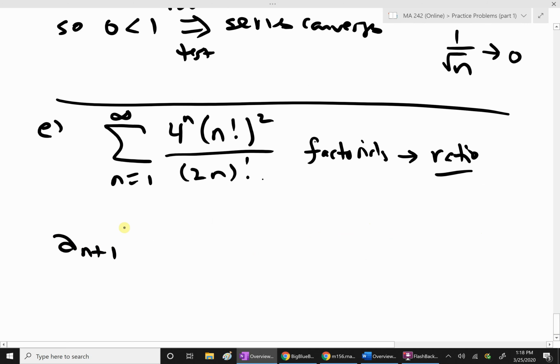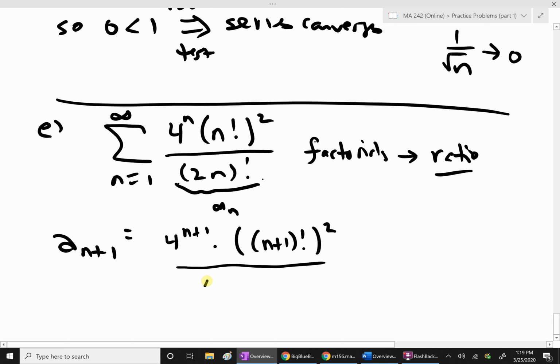a_{n+1}. What is the expression for a_{n+1} going to be? Who wants to help me out here? Luke, I'm going to pick on you again. What should I write for my expression for a_{n+1}? This is a_n, right? Yeah, so it'll just be like 4 to the n plus 1 times (n plus 1 factorial) squared. Good. The whole thing squared, yeah. And then over 2 times (n plus 1) factorial. Excellent.